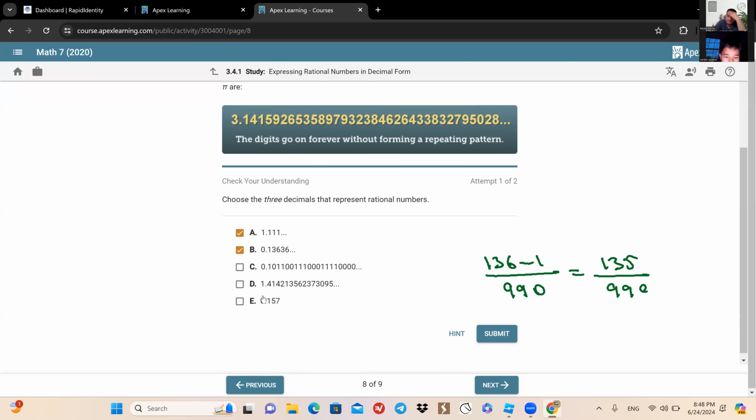And how about E? 0.157. It's not really repeating, though, is it? It is not a recurring decimal, right? I can just write this down because it stops here. It doesn't go to infinity, right? I can write it as 157 divided by what number?